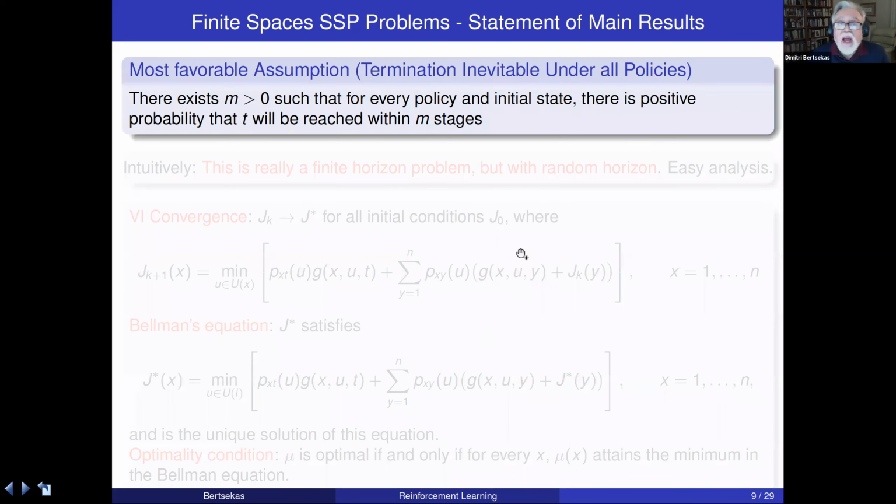Okay, so now we're going to go into stochastic shortest path problems with finite spaces, finite states, and finite control, and I'm going to give you the main results. Now, there's an assumption in stochastic shortest path problems that's the most favorable, and this is that termination is inevitable under all policies. By this we mean that there is some number of stages M such that for every policy and every initial state, there's positive probability that we are going to reach the termination state within the first M stages.